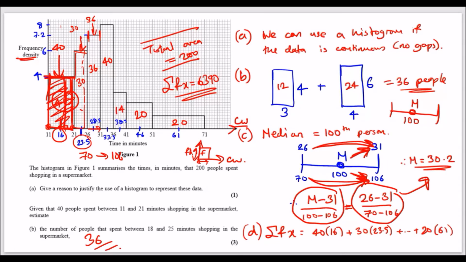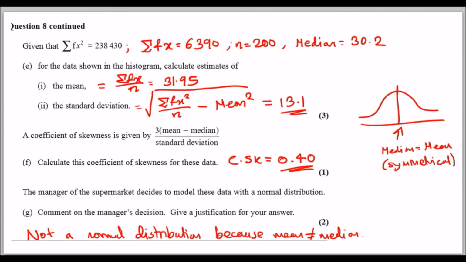We're on the very final bit of the question, and it goes up to G. So question A continued. Given that the sum of f times x squared equals this value, I thought, you know what, let me copy out the rest of the vital information: the sum of fx, the number, and the median. For the data shown in the histogram, calculate the mean and standard deviation. Now, these are just easy. So the mean is the sum of fx, which we have, over n, which is 200, and then you get this result, 31.95.